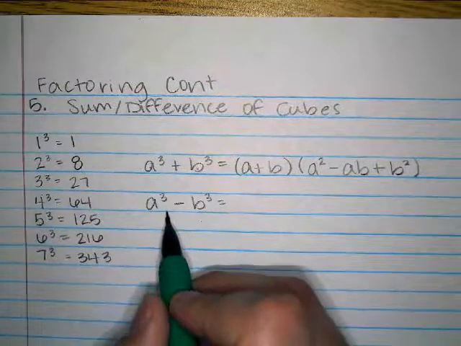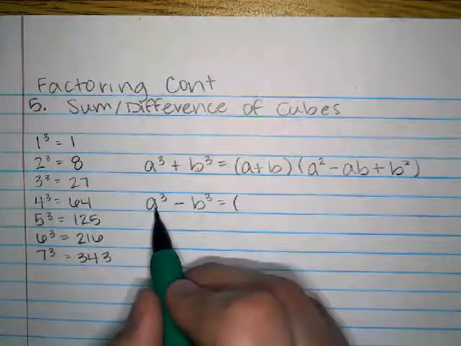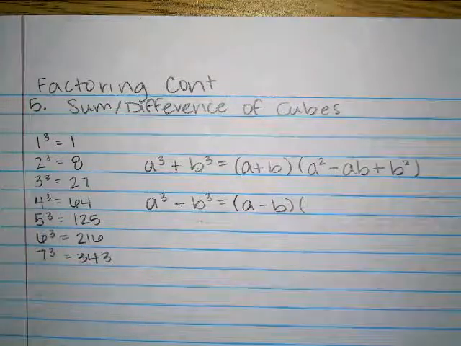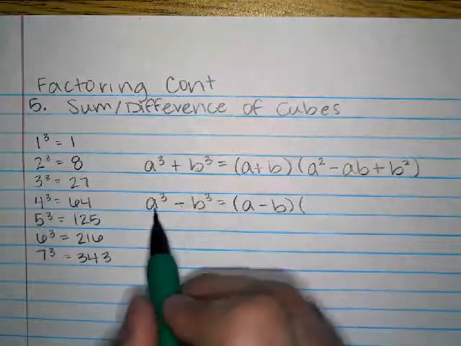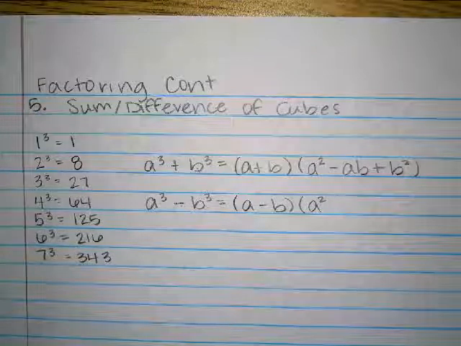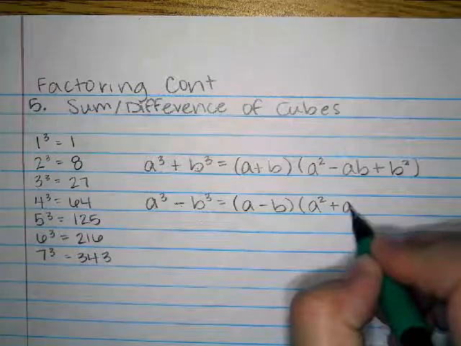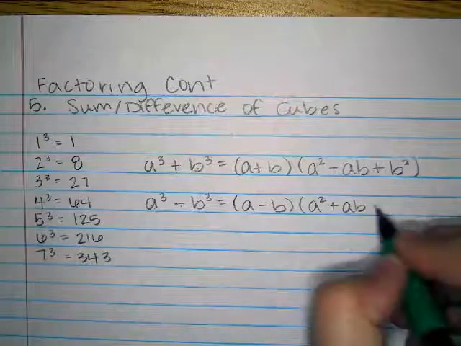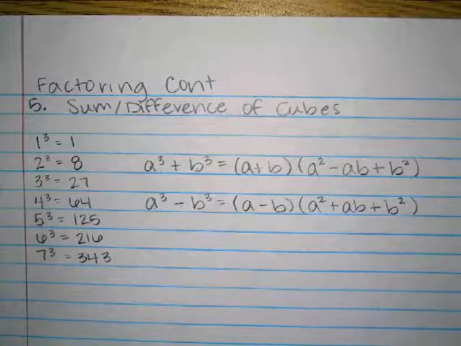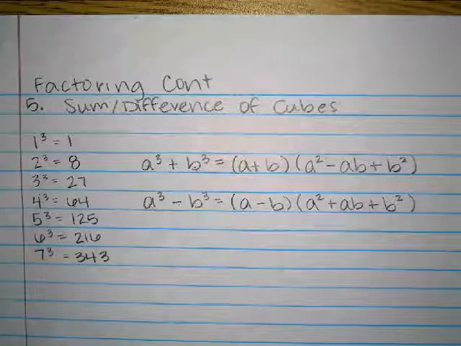Now let's do the second one. So this one is a number cubed minus a number cubed. So for this one, we're going to do the first number minus the second number. And then it's the first number multiplied by itself, plus the first number times the second number, plus the second number times itself. Okay, so those are the two formulas.